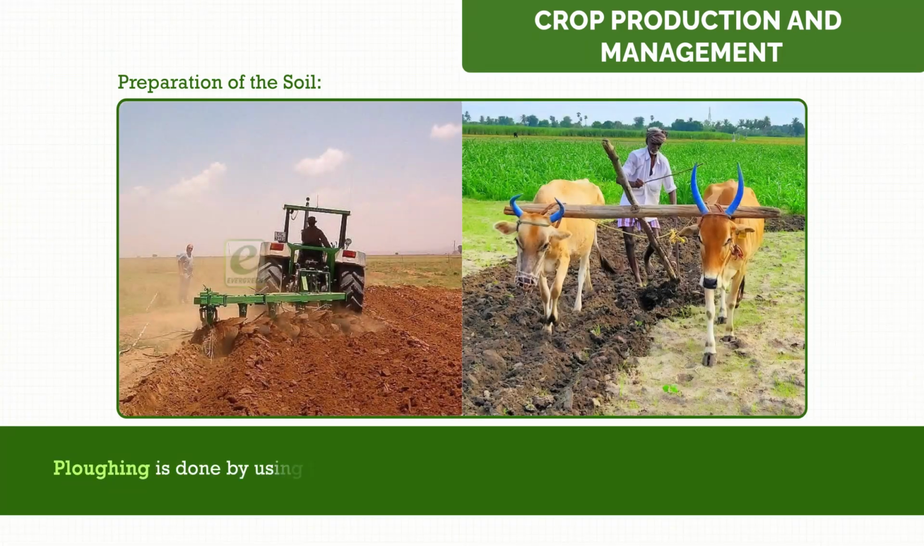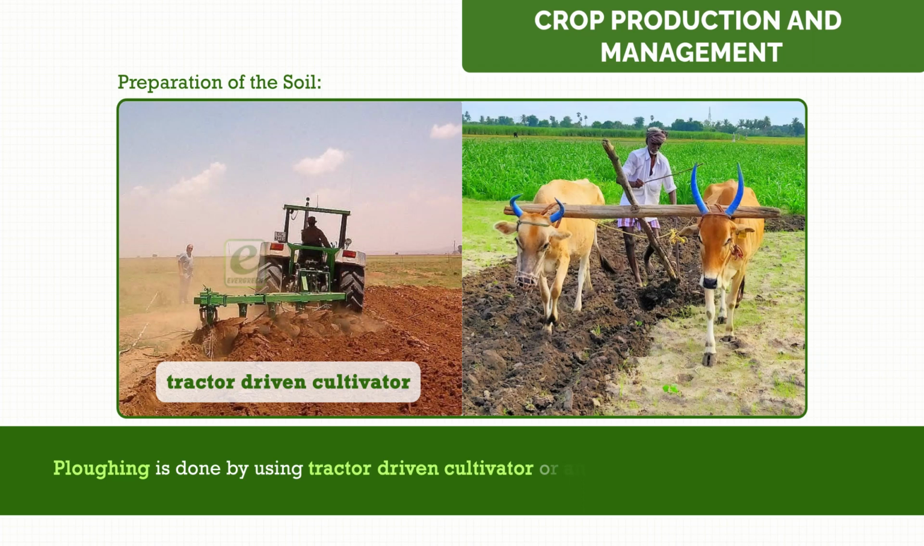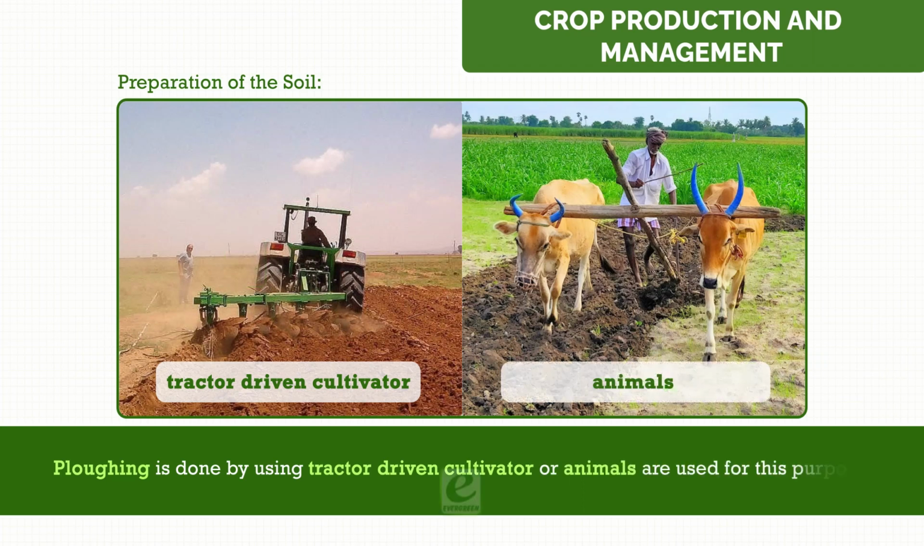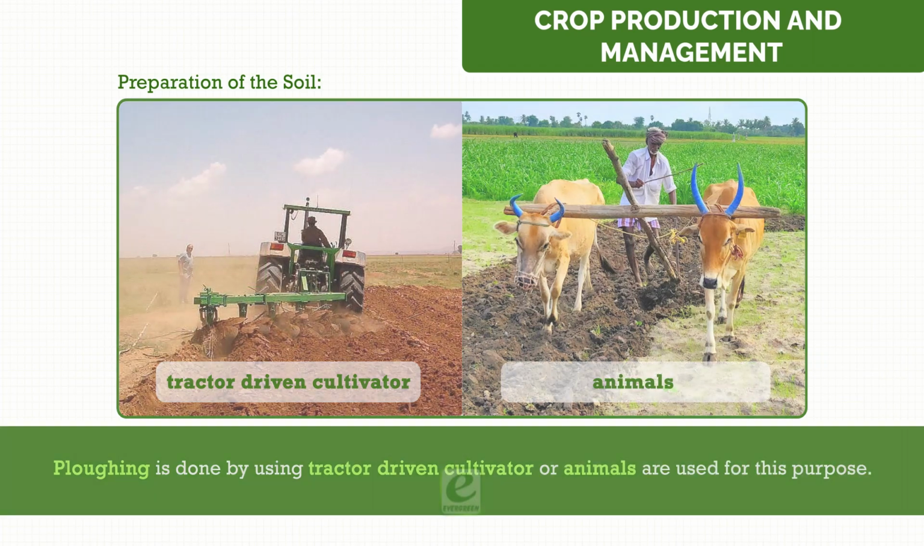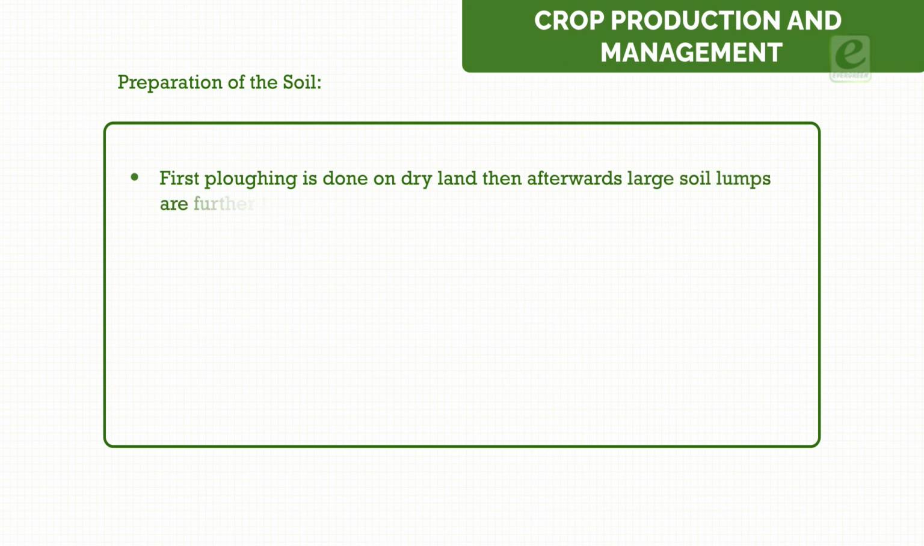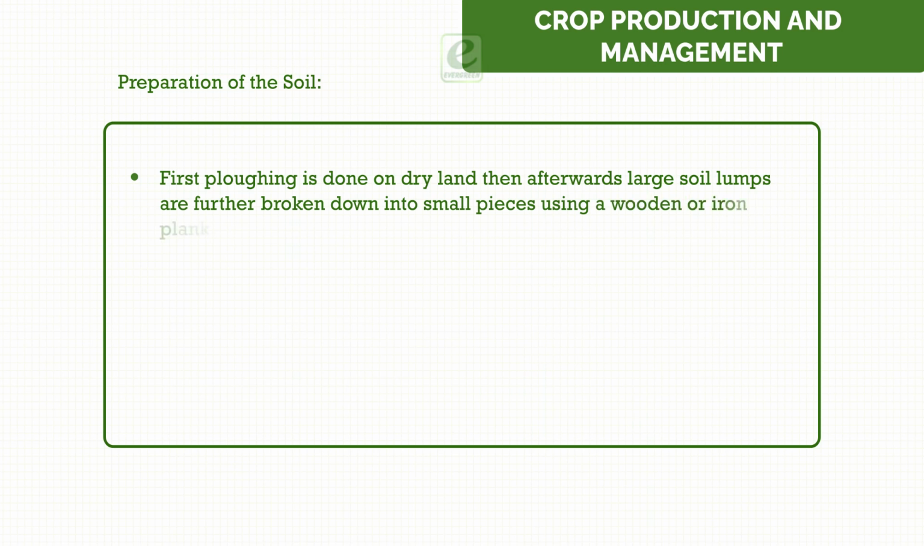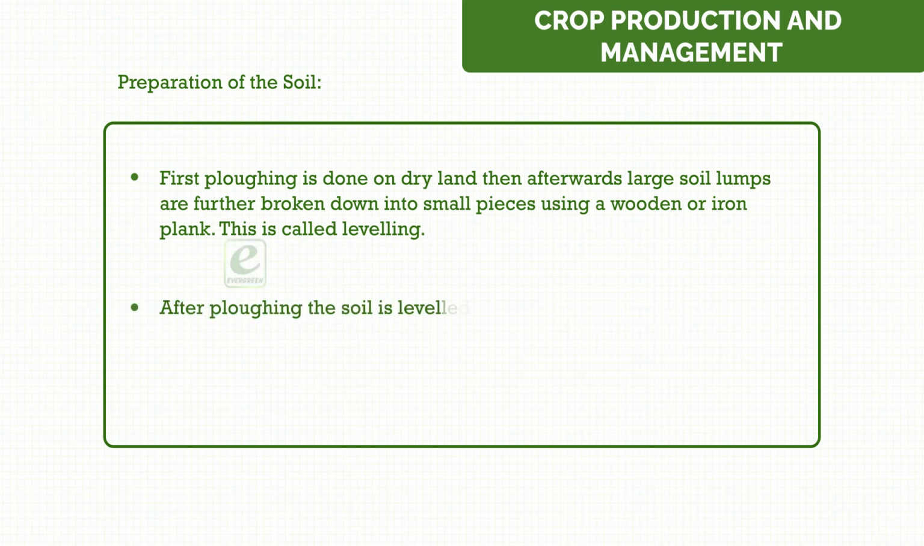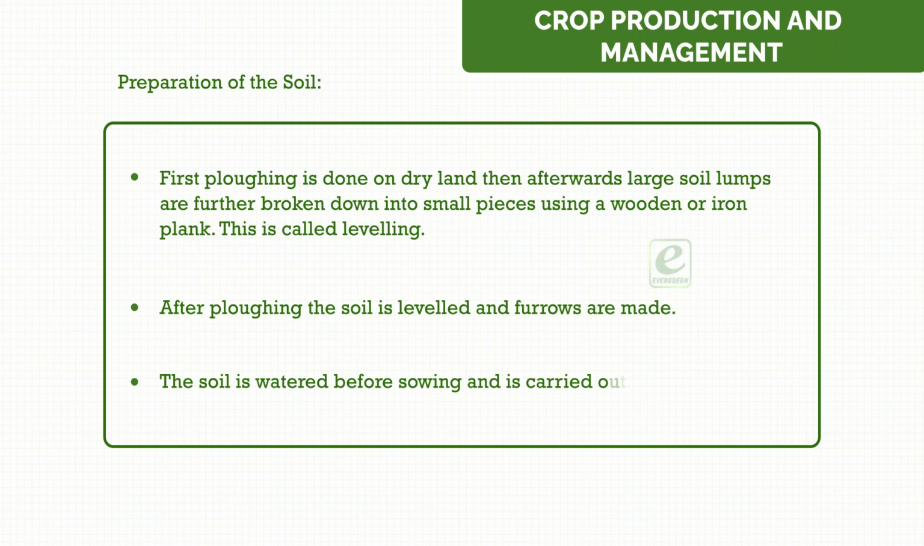Ploughing is done by using a tractor-driven cultivator, or animals are used for this purpose. First, ploughing is done on dry land, then afterwards, large soil lumps are further broken down into small pieces using a wooden or iron plank. This is called leveling. After ploughing, the soil is leveled and furrows are made. The soil is watered before sowing is carried out.